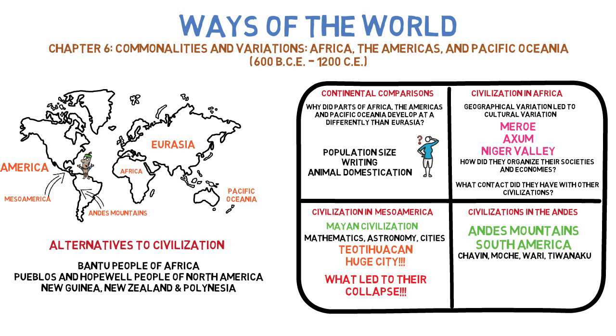So try not to get too confused about the outrageous amount of details and examples, but instead try to focus on the big picture. And the big picture is, what are those things that make a society into a civilization, and how did these different civilizations organize themselves, and how could they compare to those of Eurasia?